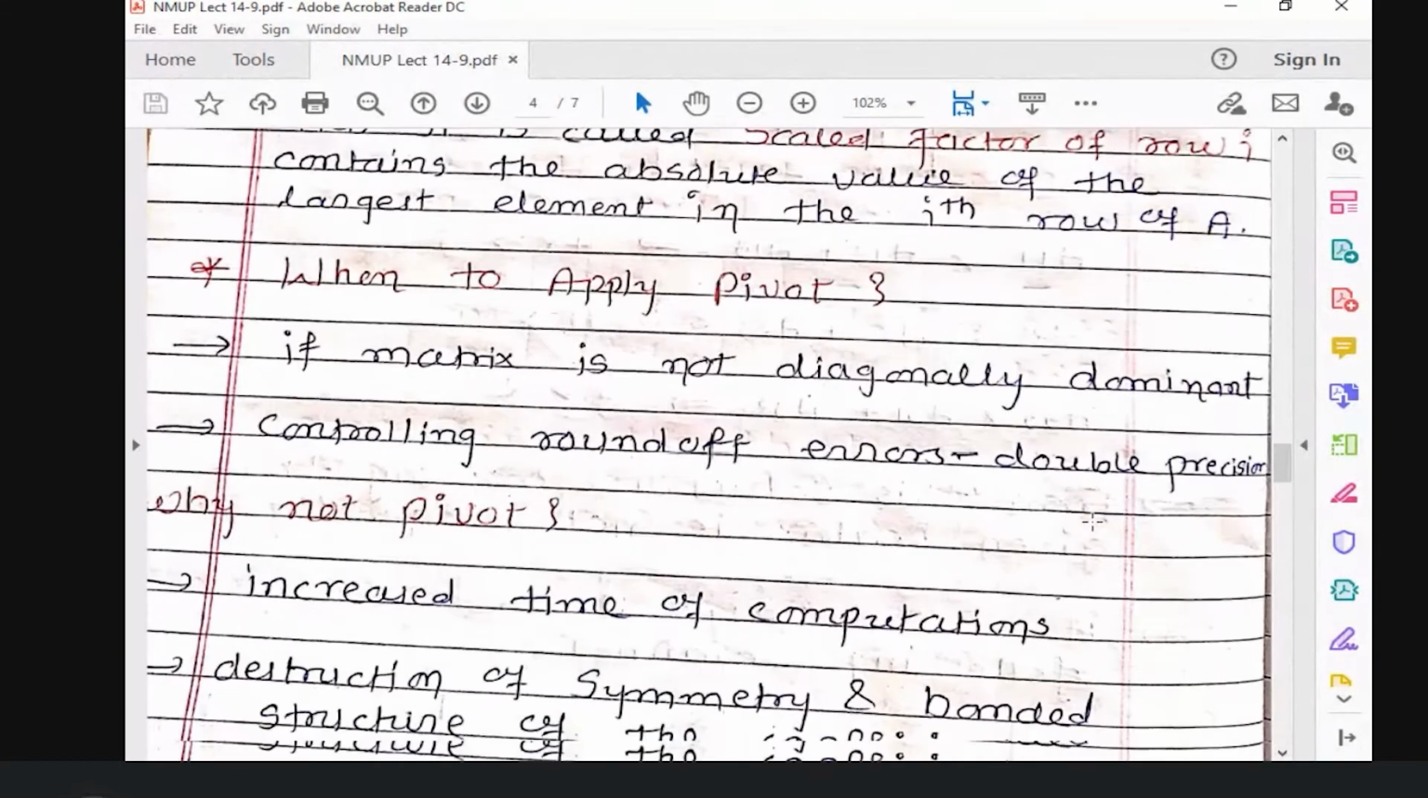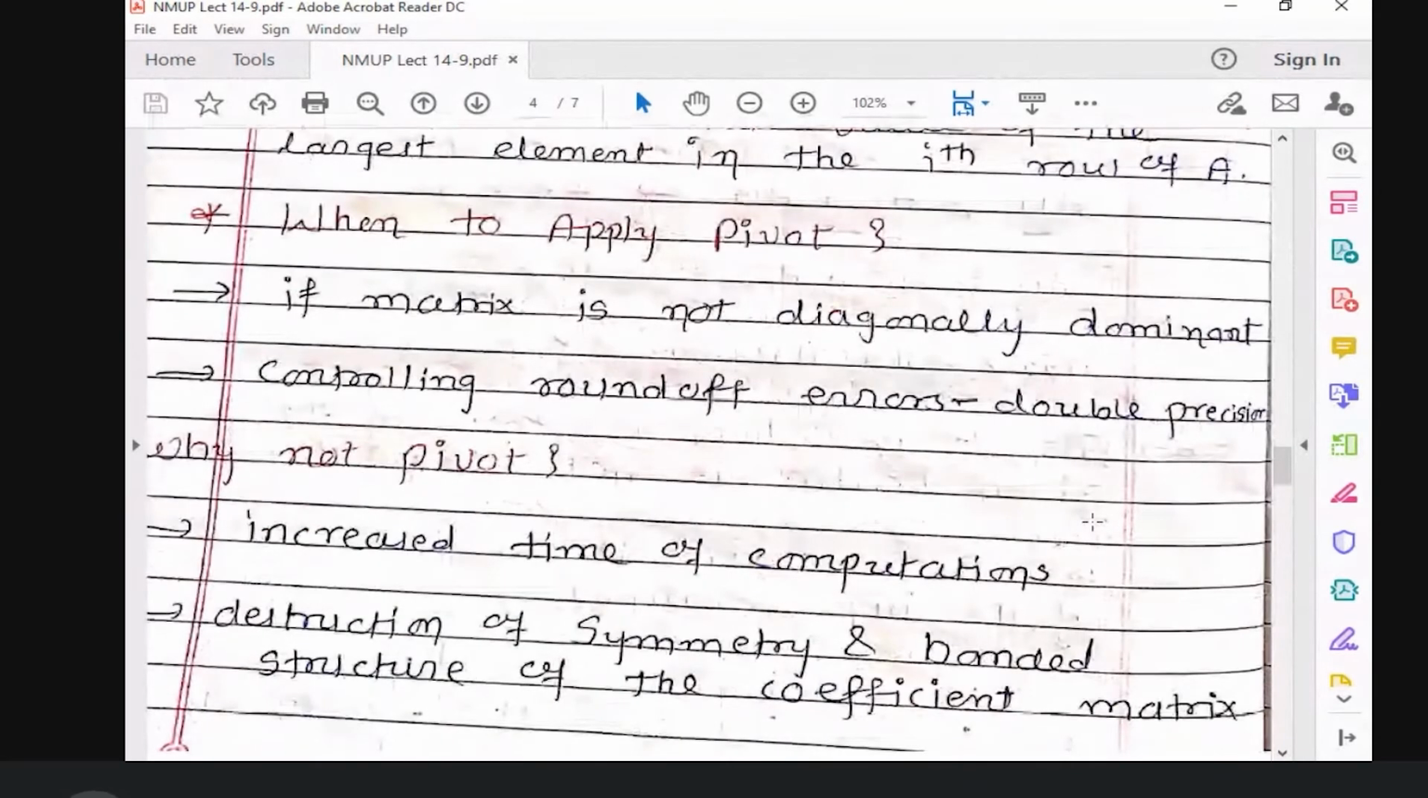Why do we not use pivot for a large set of equations? Because it increases the computation time. First of all, we have to calculate the scale factor, then apply the scale factor, identify the pivot row, then do the calculations. And there is the destruction of the symmetry and banded structure of the coefficient matrix. Whenever we apply this pivot on any coefficient matrix, we are changing the structure of the coefficient matrix. Fine. Because of these two reasons, sometimes we do not go with this pivot.